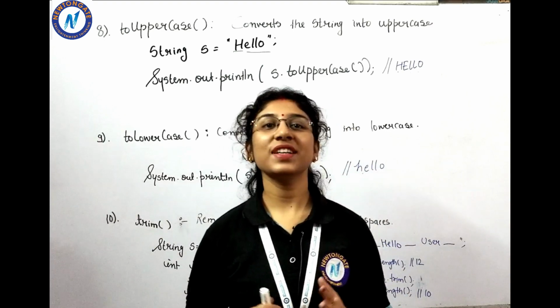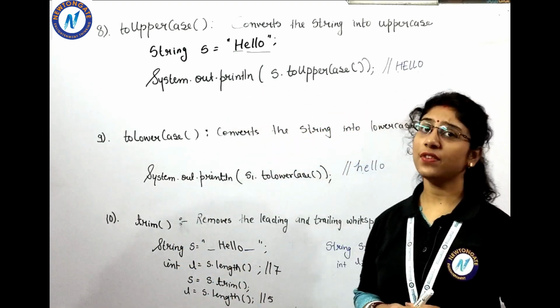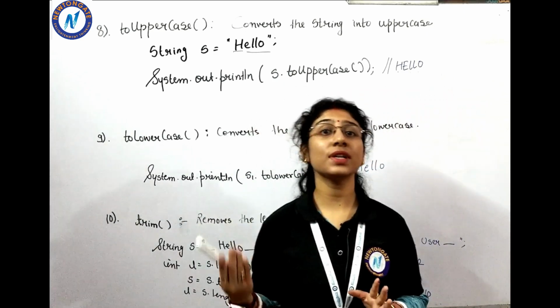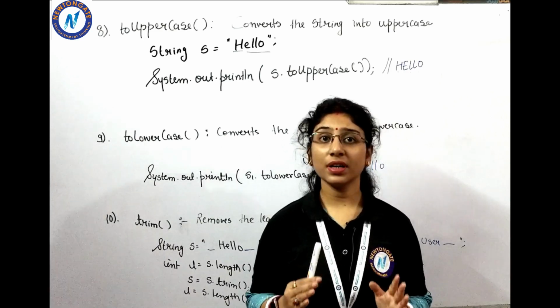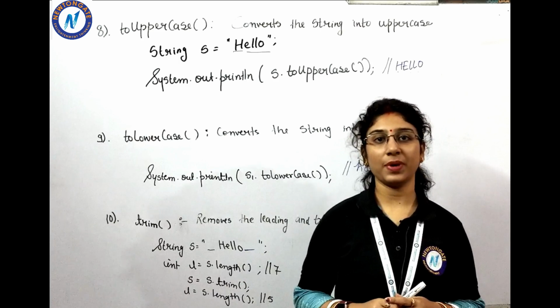Now moving towards our next function, that is the toUpperCase function. The toUpperCase function is used to convert the string into uppercase, which is also known as capital letters. So for converting each and every character of the string into uppercase, we use the toUpperCase function.